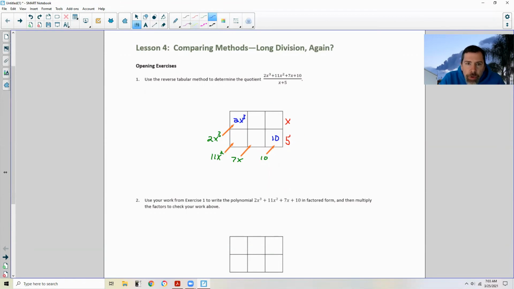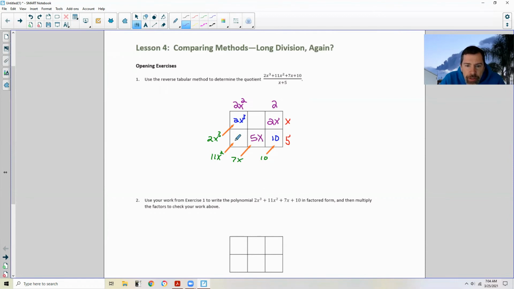All right, so once we do that, we then use what our givens are. So 5 times what gives us 10? Well, that's 2. 5 times 2 is 10. In other words, 10 divided by 5 is 2. 2x cubed divided by x is 2x squared. So we get 2x squared right there. And then with this 2 right here, 2 times x is 2x. And now I can take this, 7x minus 2x is 5x, or 2x plus 5x equals 7x.